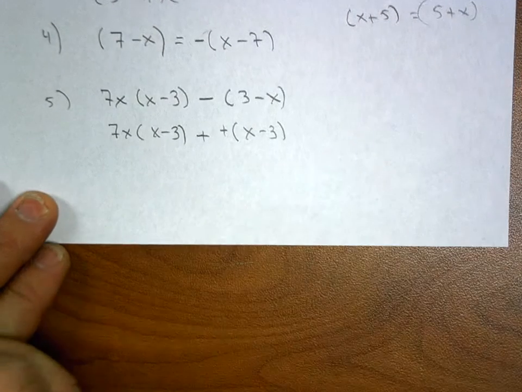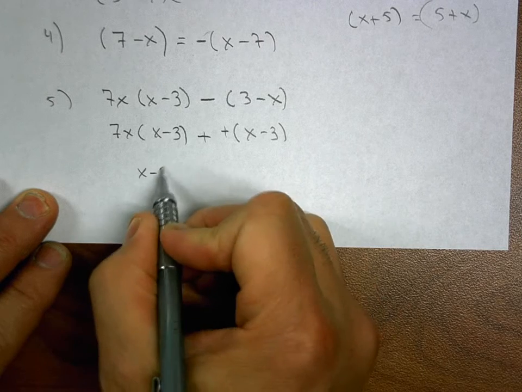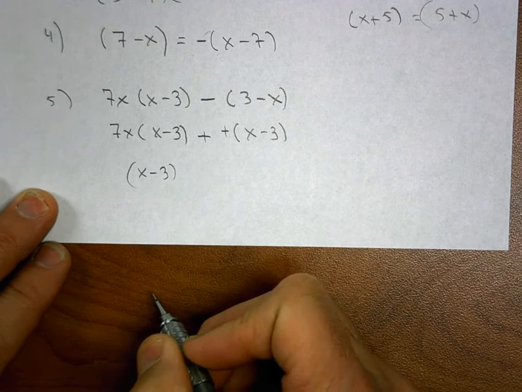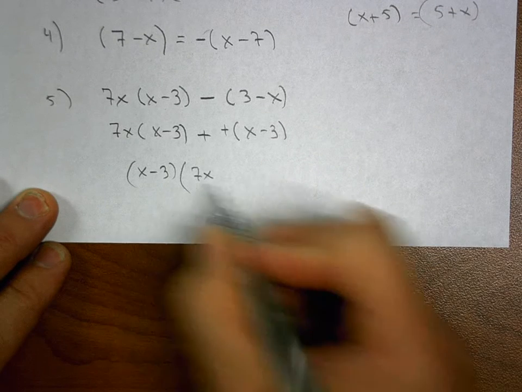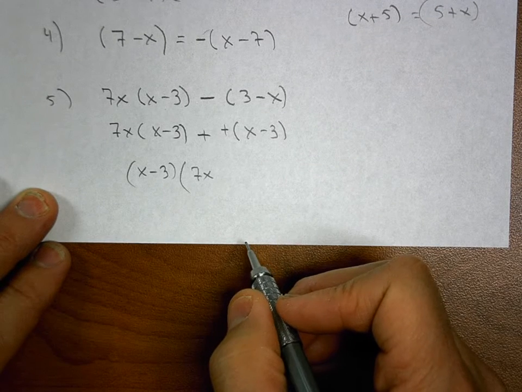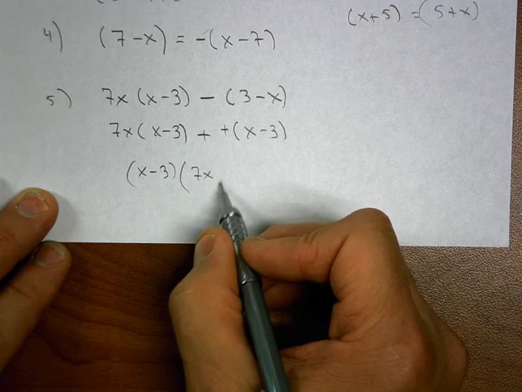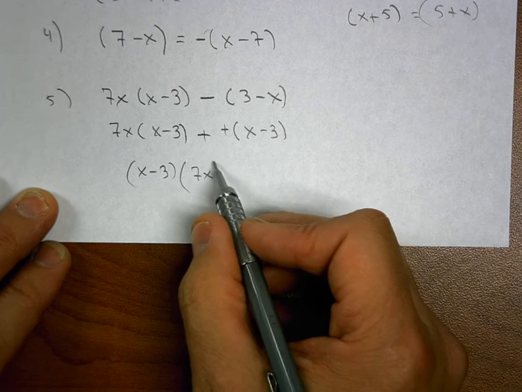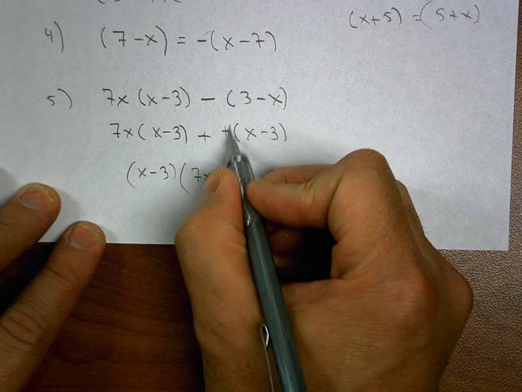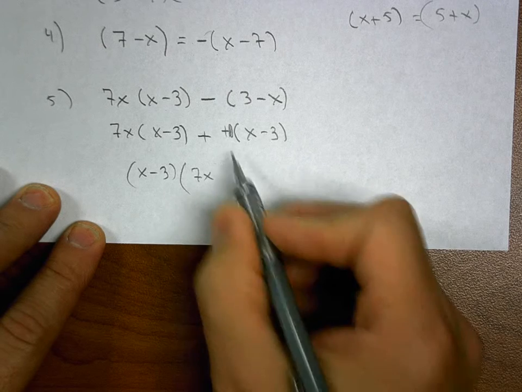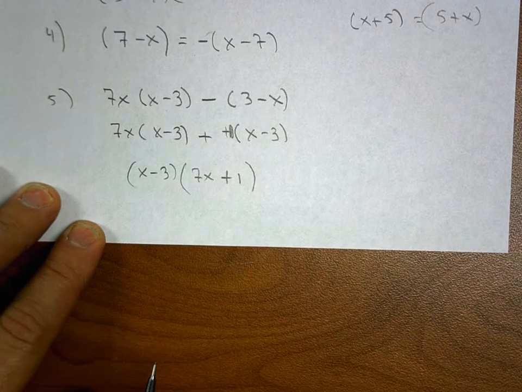Okay, now there's a GCF. GCF is x minus 3. So let's take that out. x minus 3, okay, and we're left with 7x. And is that it? Well, if I just left it like that, that's not the same as that. Put a 1 there if it makes it better. So 7x plus 1. There you go. Now it's factored.